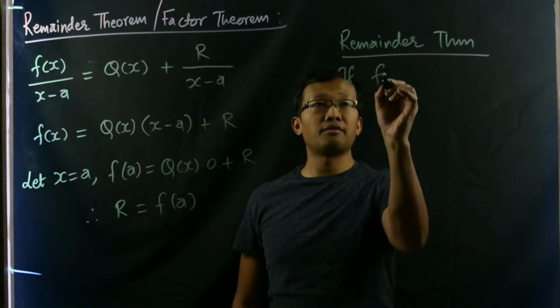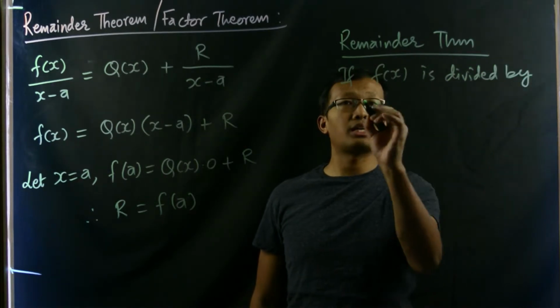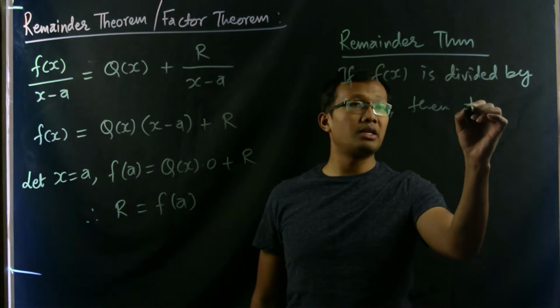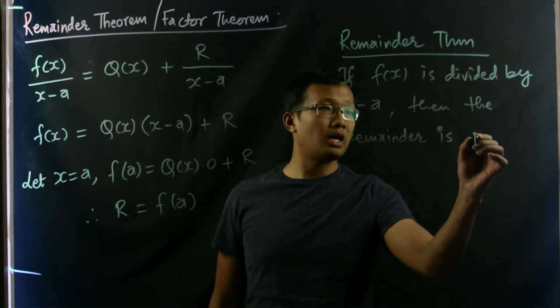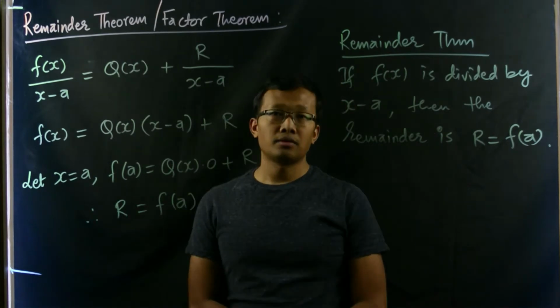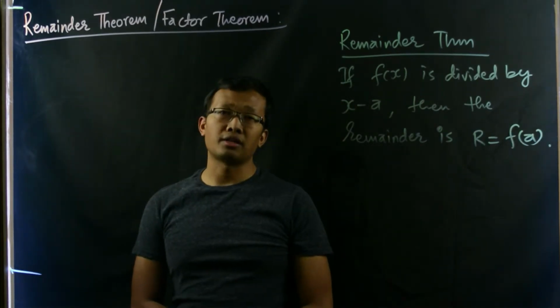If f of x is divided by x minus a, then the remainder of this division is r equals f of a. So that's the idea of remainder theorem. Now how about factor theorem?